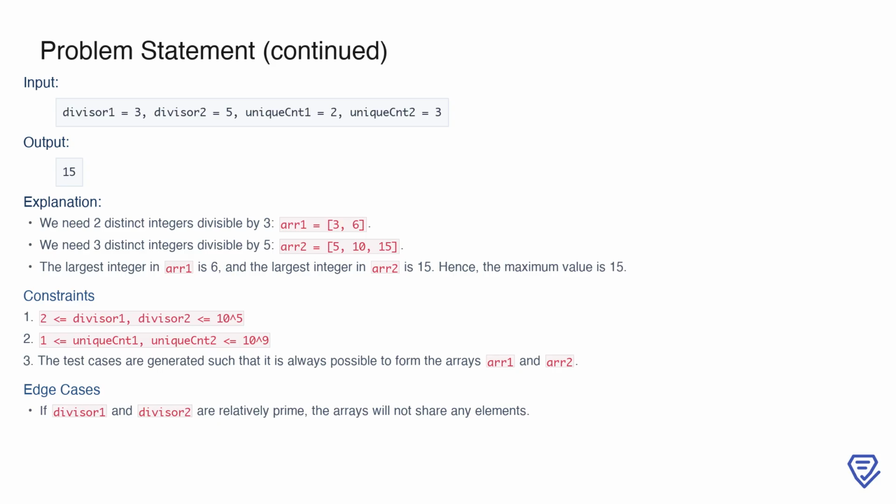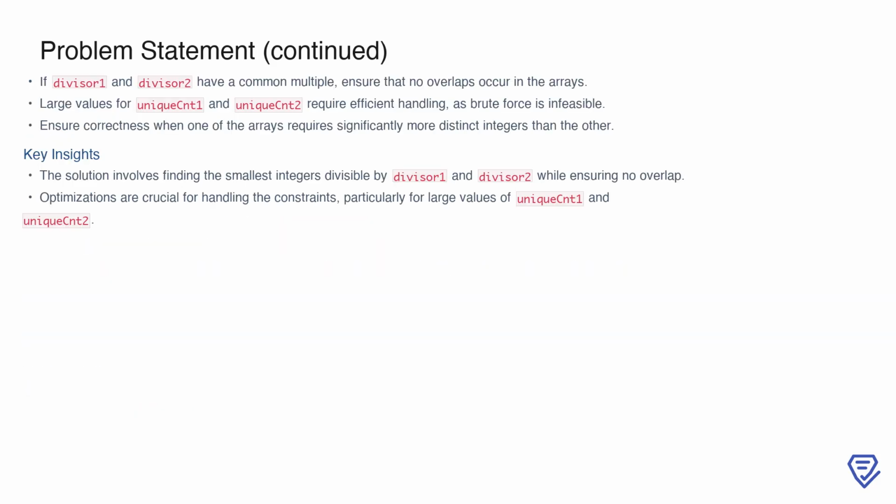One edge case to keep in mind is when divisor1 and divisor2 are relatively prime, ensuring the arrays never overlap. When divisor1 and divisor2 share common multiples, special care must be taken to ensure that the arrays do not contain overlapping elements. Additionally, handling very large values of unique CNT1 or unique CNT2 efficiently is critical, as brute force methods would be computationally infeasible for such cases.